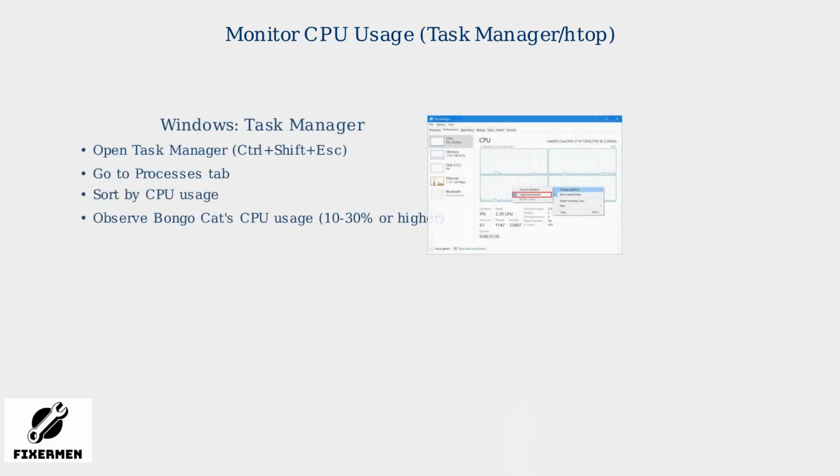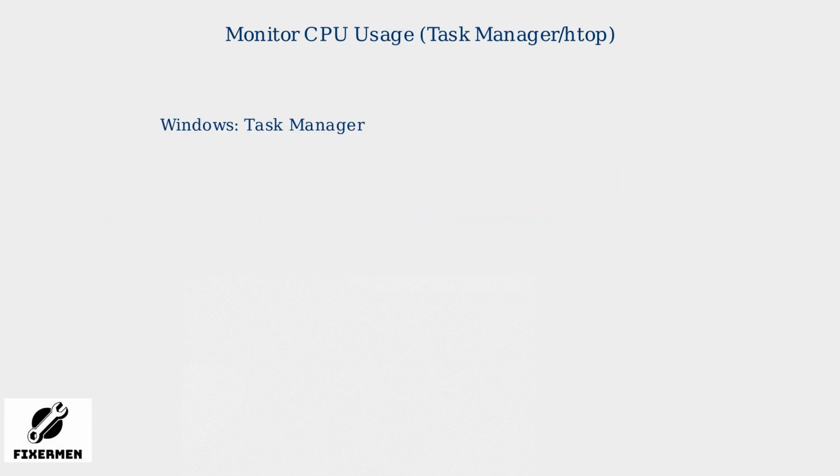To monitor CPU usage while Bongo Cat is running, use built-in tools to confirm if it's causing high usage and assess the impact of fixes. On Windows, open Task Manager by pressing Ctrl-Shift-ESC. Go to the Processes tab and sort by CPU usage to see which processes are using the most CPU. Look for Bongo Cat and note if it shows 10 to 30% or higher usage.